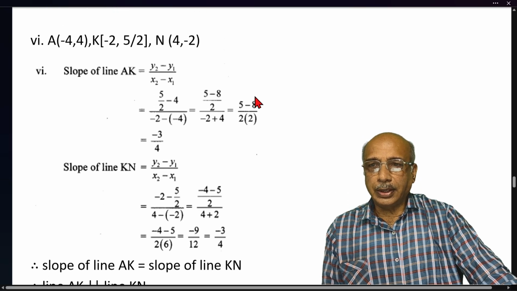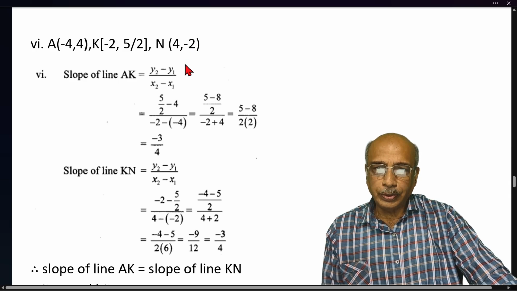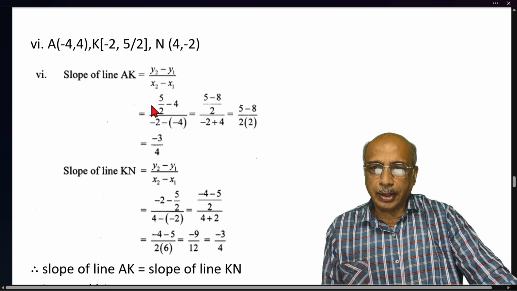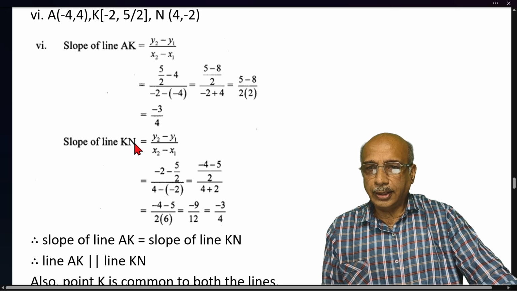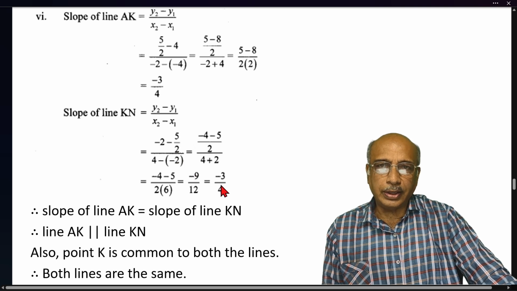Now, another example is given here. A is minus 4, 4. K coordinates are minus 2, 5 by 2. N coordinates are 4 and minus 2. Substituting the values here. Here 5 by 2, you know very well. 2 fours are 8. We have to take 5 minus 8 completely divided by 2. So when you simplify this, you will get minus 3 by 4. And slope of line KN, when you substitute the values here also, you will get again minus 3 by 4.